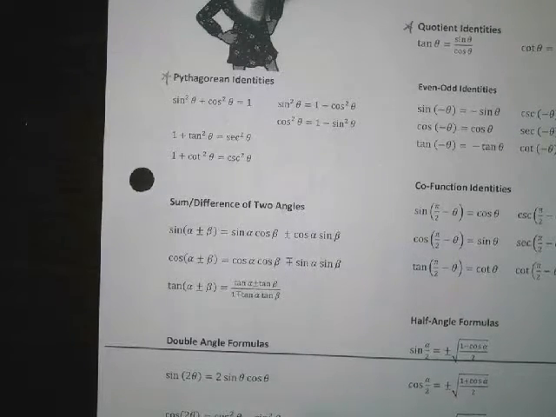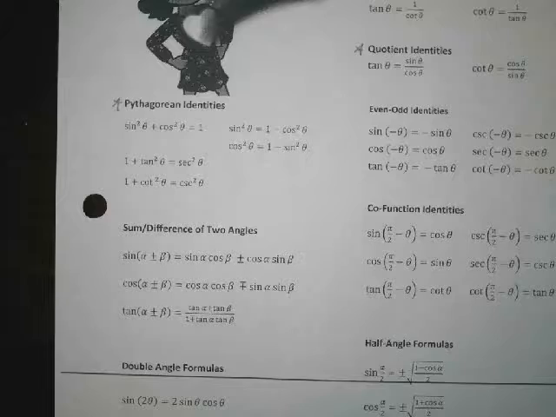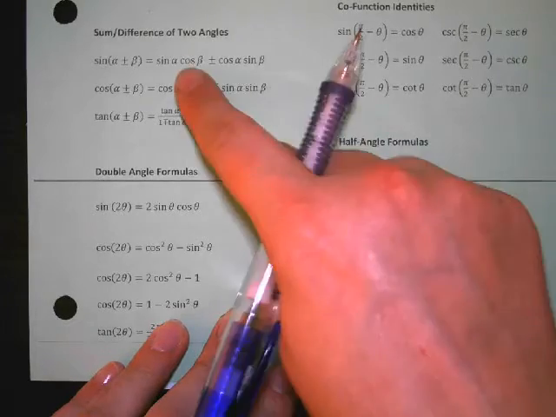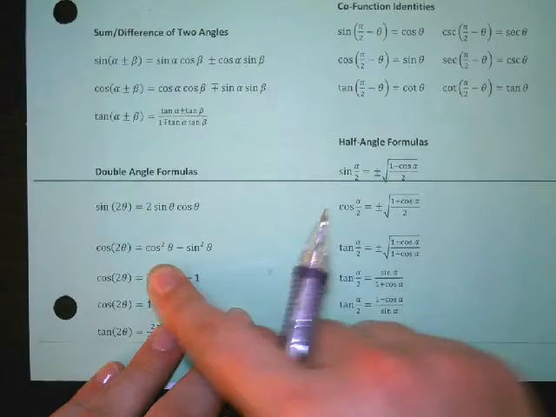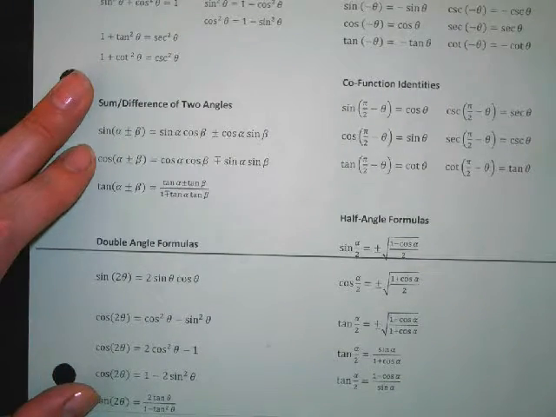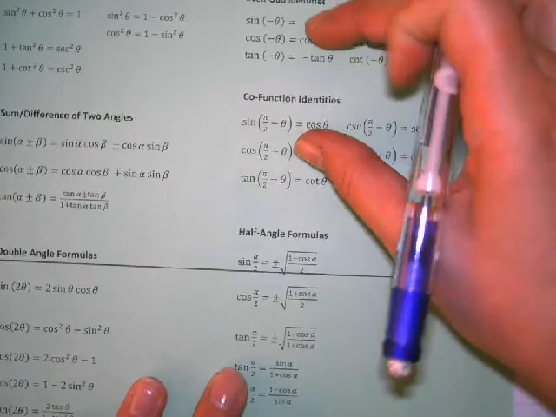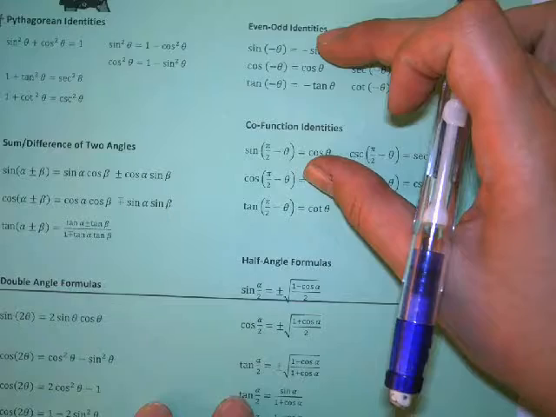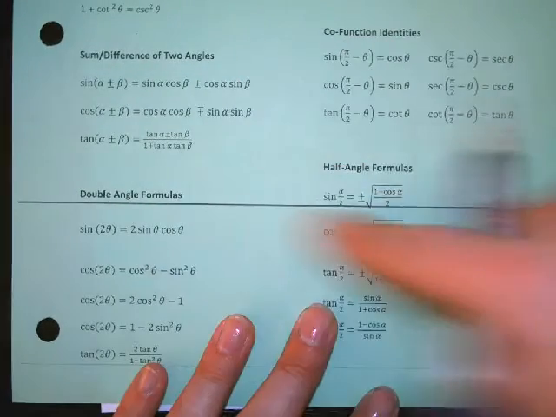When we get to the test for this, I will give you a little resource page on the test that has these 3 on it: sum and difference, double and half angle. All of these will be on a resource page. The rest of them I expect you to have memorized. Does that make sense? Okay. So just to clarify, probably don't have to memorize these 2 just because they don't show up very often. These 3 I will give to you when you take a test.